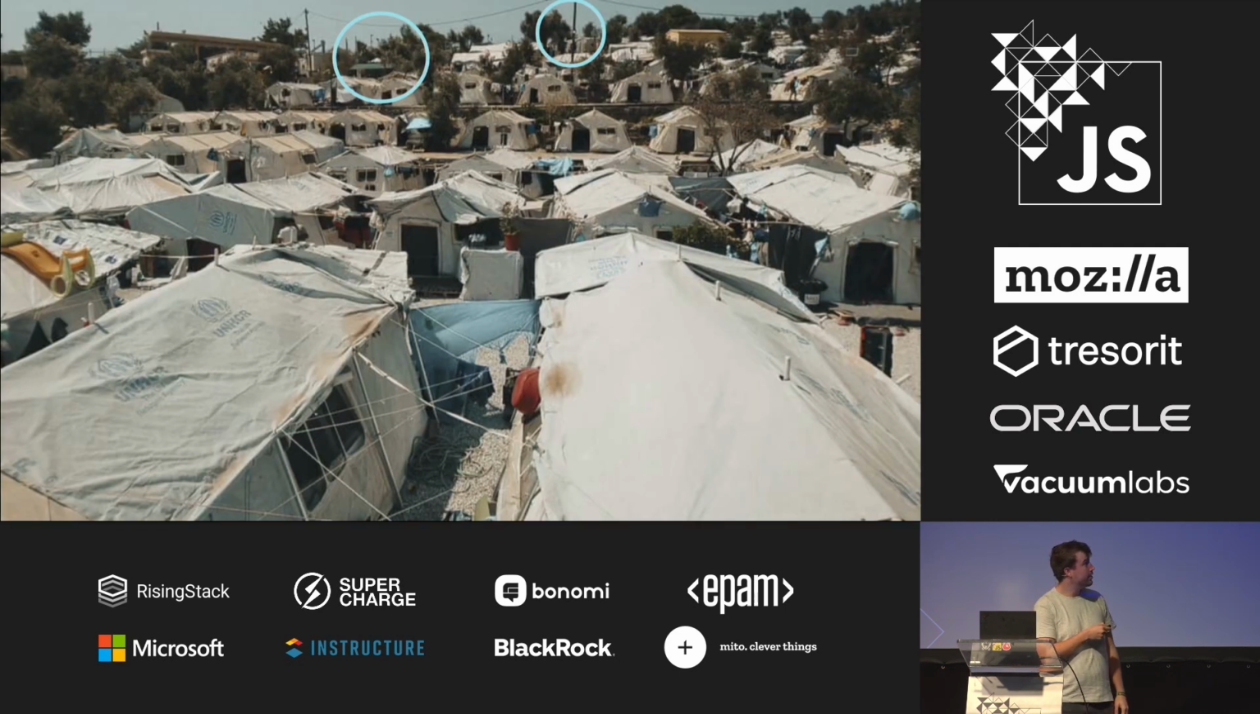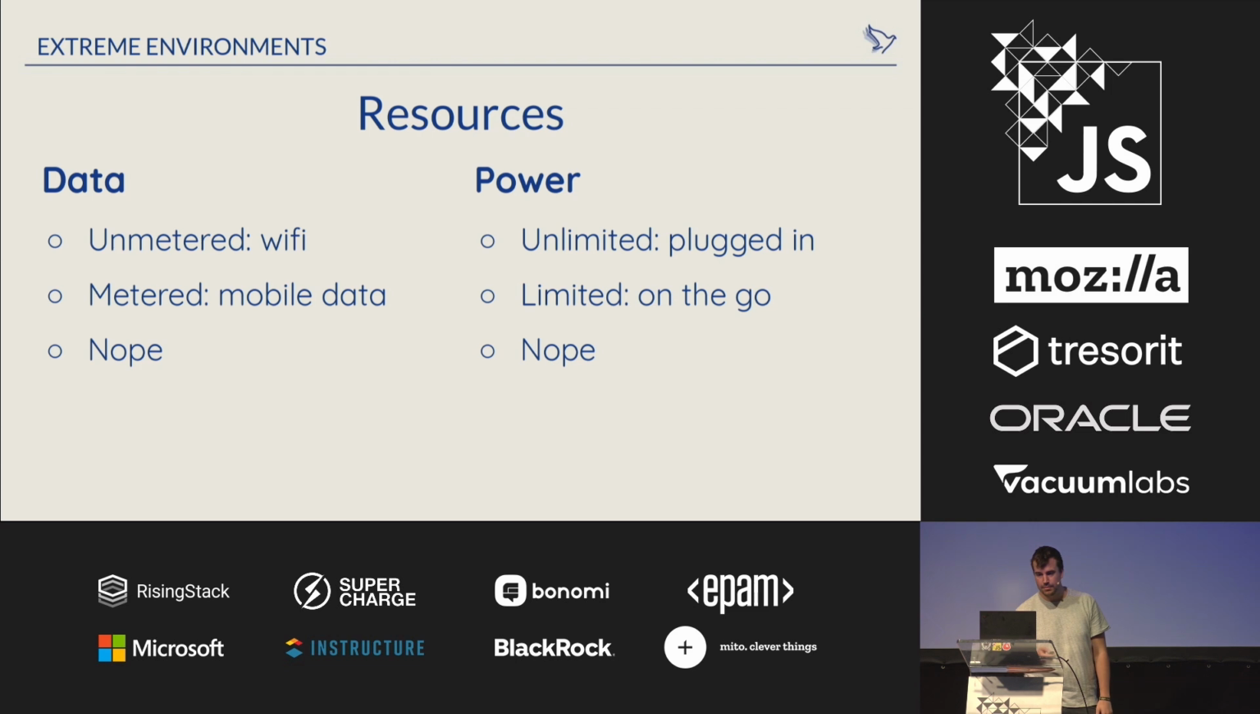There's the office right there, and that's an example of a telephone pole with one of the Wi-Fi routers or the repeaters on it. So something else we need to consider is data and power. So you have unmetered Wi-Fi, you have mobile data, or you just don't have data. Same thing with power: plugged into the wall, you're on the go, or your device is dead. And these are all resources that our users have.